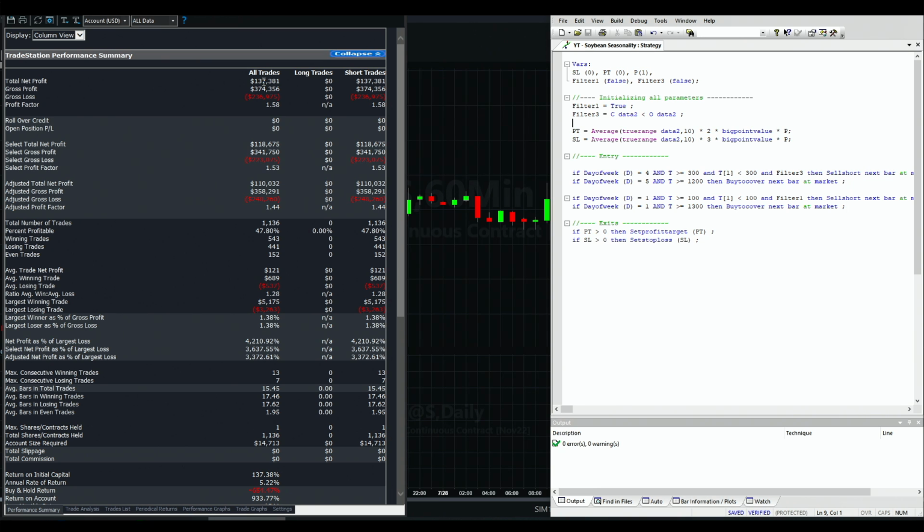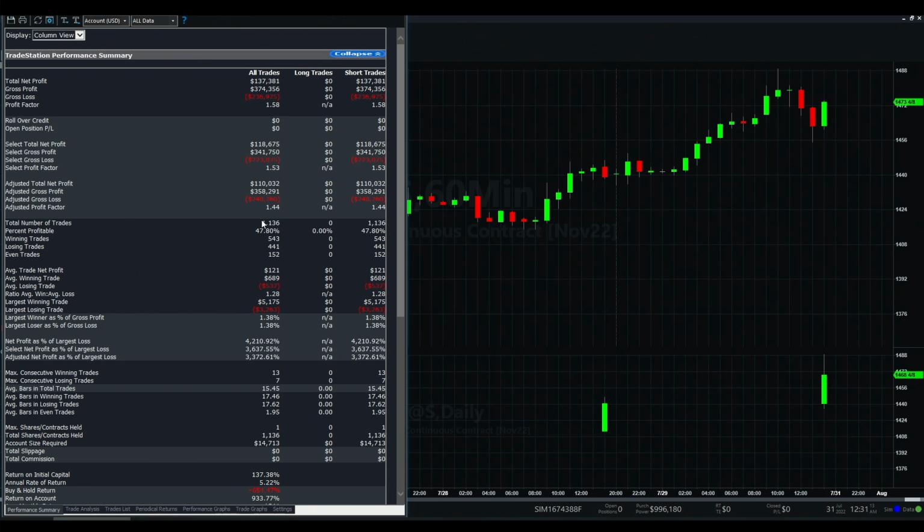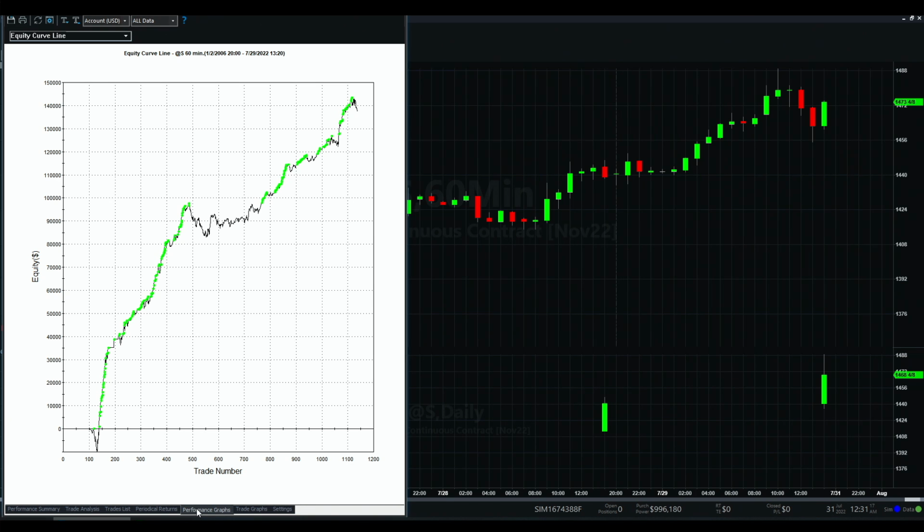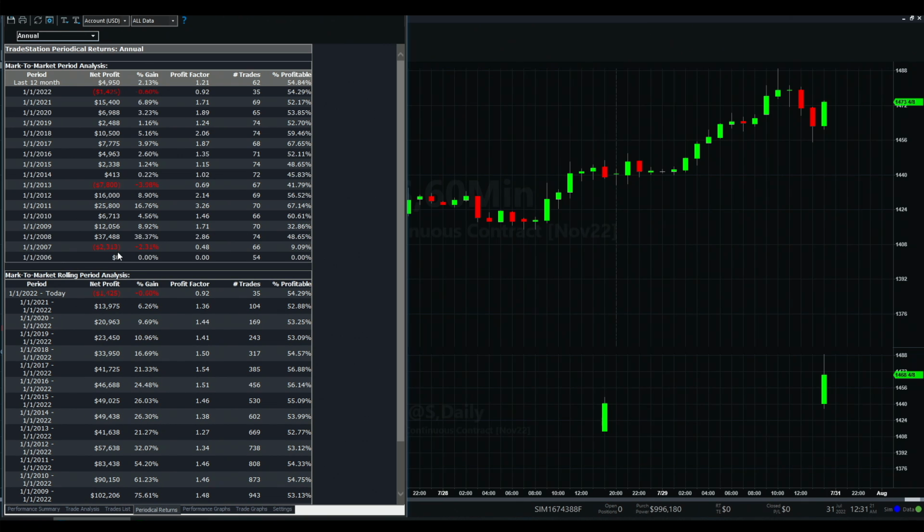We went from 133 to 137. So the effect is very small, and I will consider this as protection. Let's see, performance graph is still looking very good, and periodical return. Now, so 2006 went to 0, and we're still losing 7, 13, and 2022. Excellent equity curve, 2 patterns only, 1 filter.